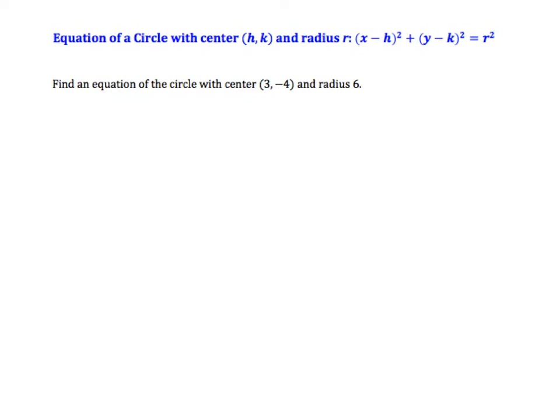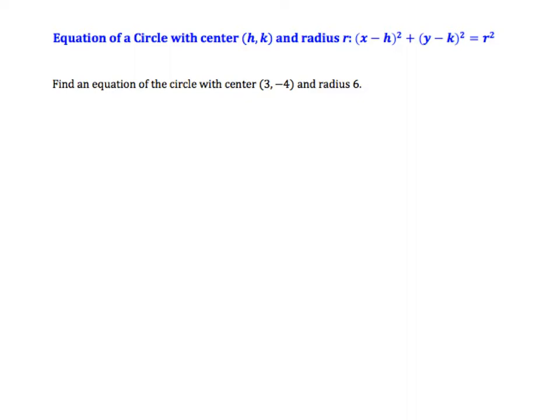So what we can do is identify a particular circle that has center of H, K and a radius of R. Then we get x minus the x value of the center squared plus y minus the y value of the center squared, and that's going to be our radius squared. It's actually easier to see in action rather than just hear it being explained.